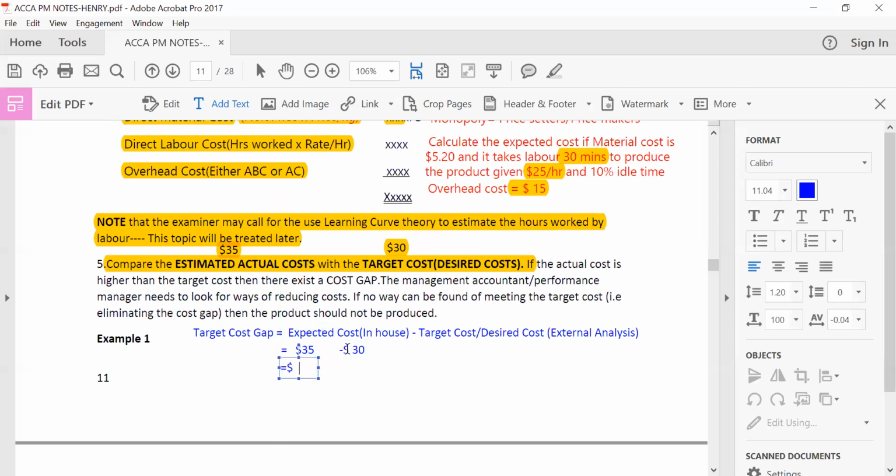Somebody will say, but Henry, $5 is nothing. It depends on the number of products you're producing. If you're producing 1 billion units, you will not tell us that $5 is nothing. So far as there's a target cost gap, you have to find ways of eliminating it. If the target cost gap cannot be eliminated, do not produce the product. So the decision rule. I'll end with the decision rule.